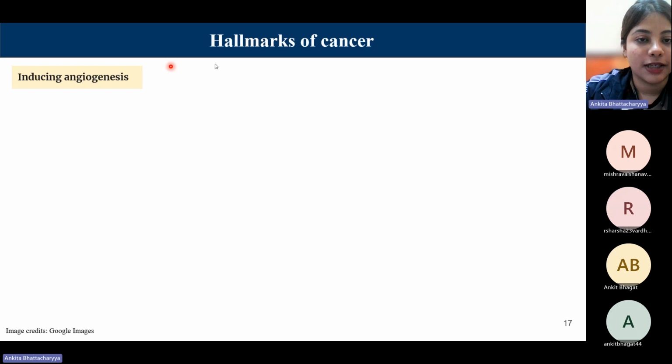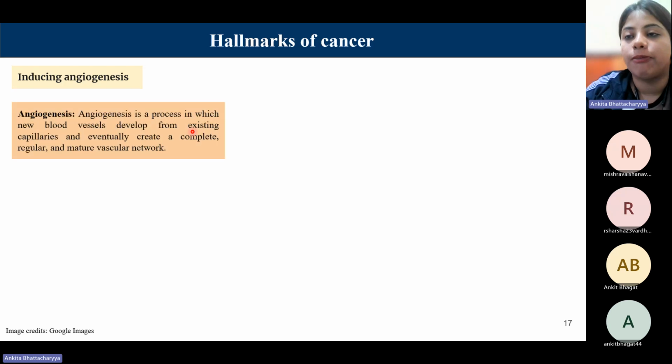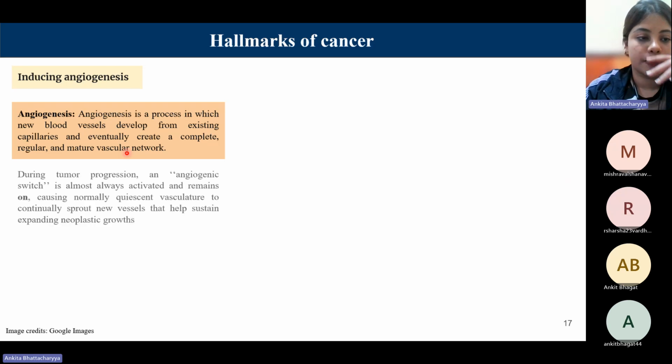The second last hallmark we'll be discussing today is induction of angiogenesis. What is angiogenesis? Literally, it means the generation of blood vessels. Angiogenesis is a process in which new blood vessels develop from existing capillaries and eventually form a complete, regular, mature vascular network. Simply put, there are capillaries and blood vessels within the body. From there, new blood vessels form, and eventually they form a network. During tumor progression, an angiogenic switch occurs, which is almost always activated, and it remains on.